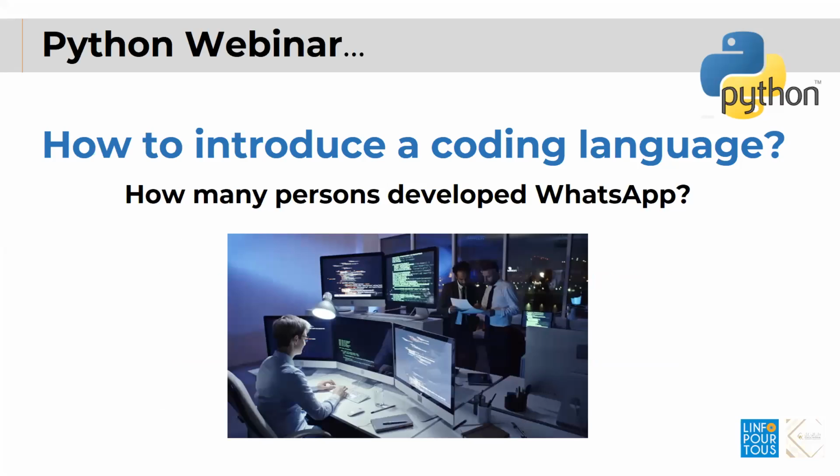And then after, the following question is, how many persons develop WhatsApp? And here you should expect answers like 5, 20, 15, 25. After all, one person can create an application like WhatsApp, or a team of 20, 30, 50, 100.